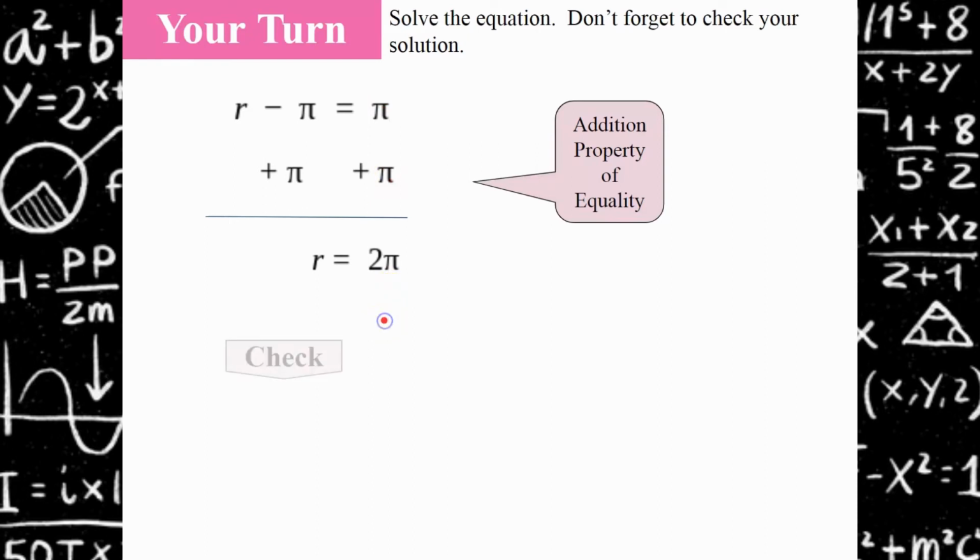Let's check our work. We're going to replace r with 2 pi. So 2 pi minus pi equals pi. And remember, in math, there's an invisible 1 here. That's 1 pi. 2 pi minus 1 pi is pi. It checks.